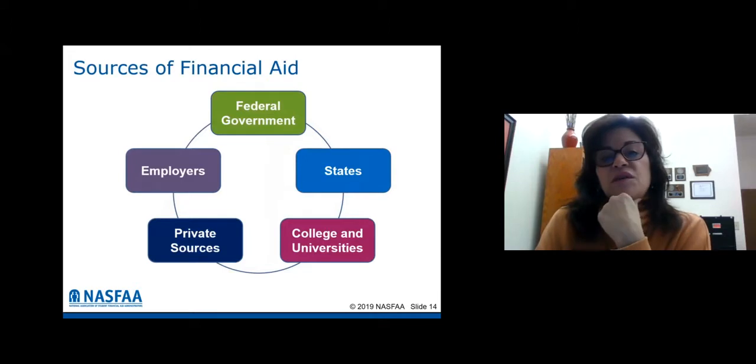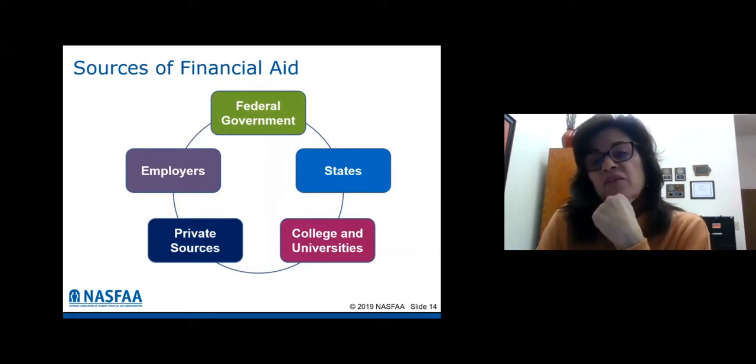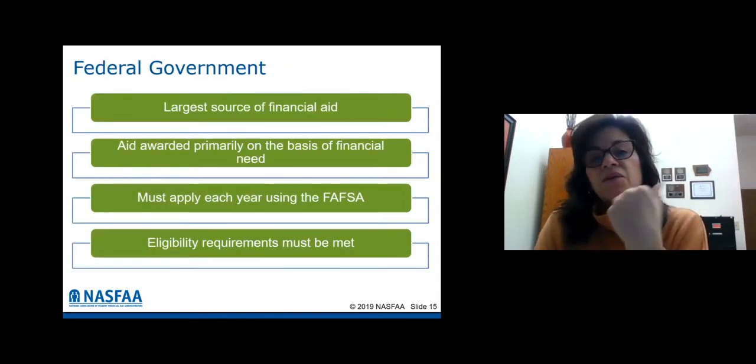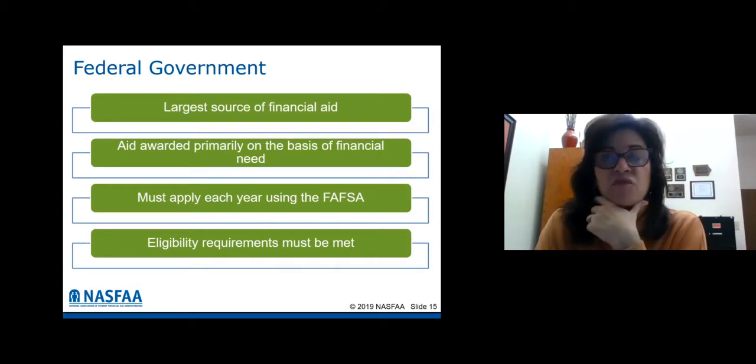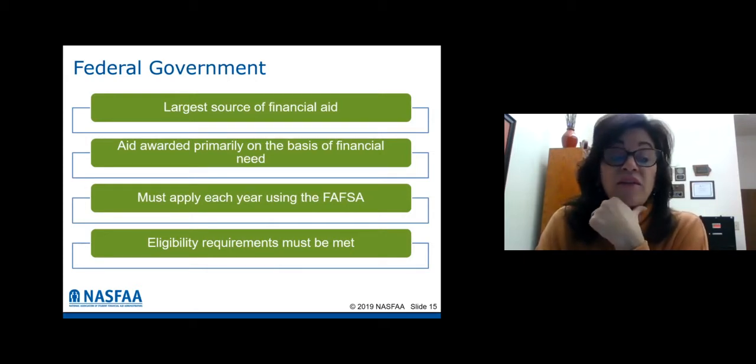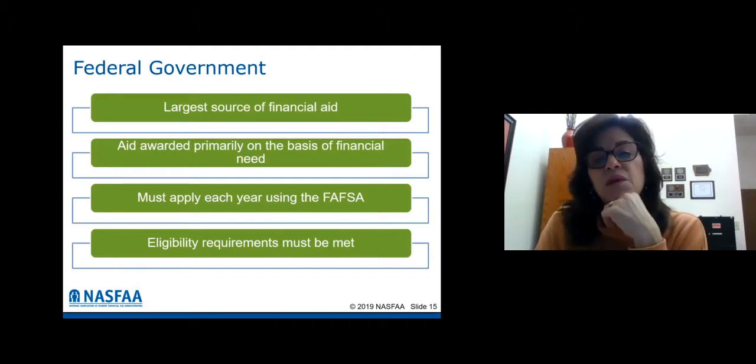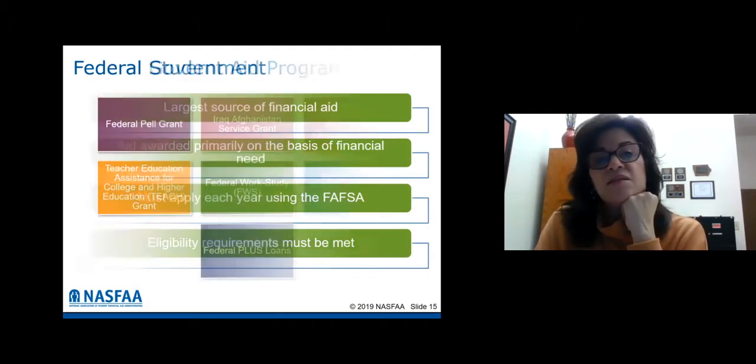So your largest source of financial aid is the federal government. We've got states, colleges and universities, private sources, and employers. And we're going to cover these a little bit in detail throughout here. The federal government is the largest source. The aid that they award is mostly based on financial need. You have to apply each year using the FAFSA, and the eligibility requirements must be met. So again, that FAFSA, that Free Application for Federal Student Aid that we're going to go over tonight, if you haven't completed it, is going to be your application for most of these things.